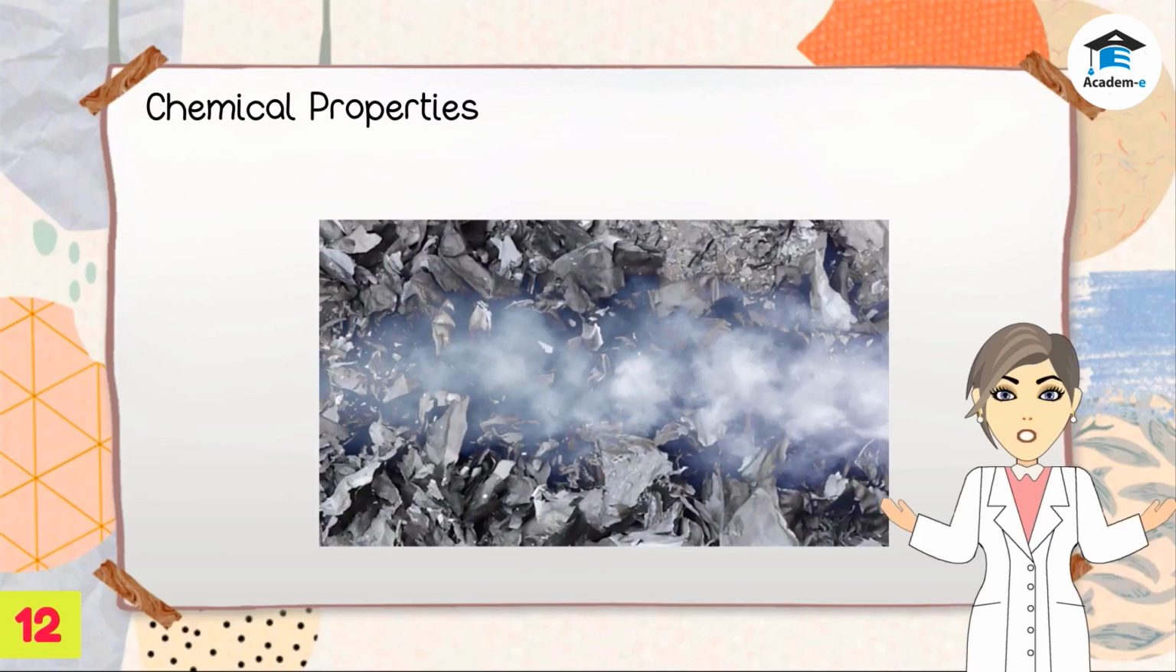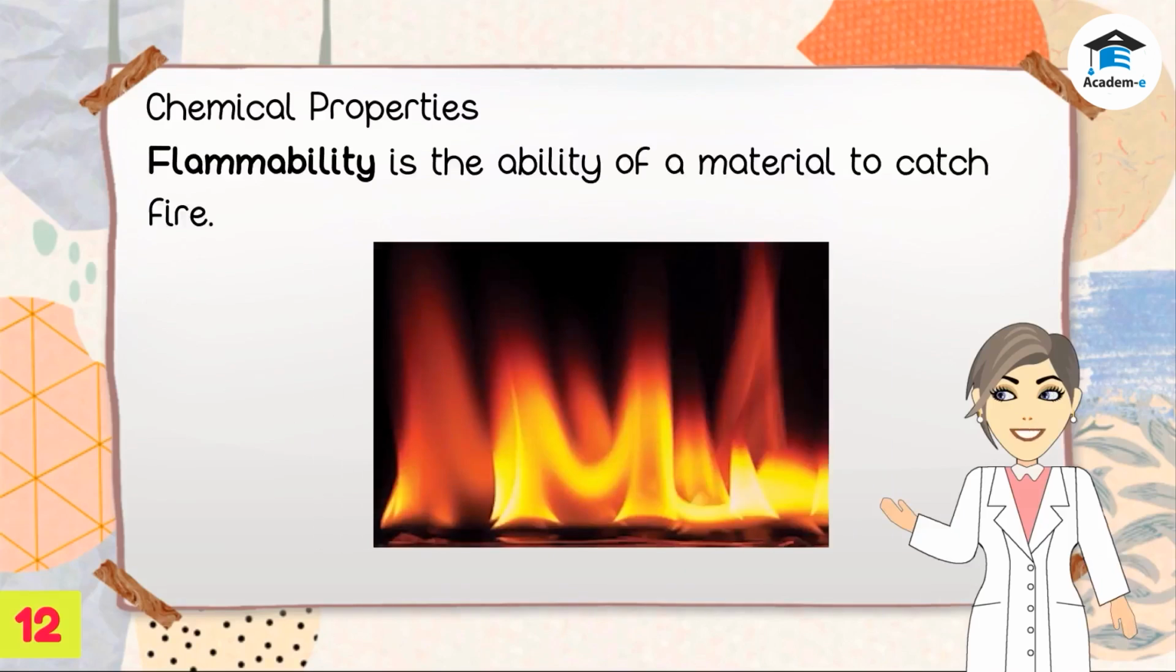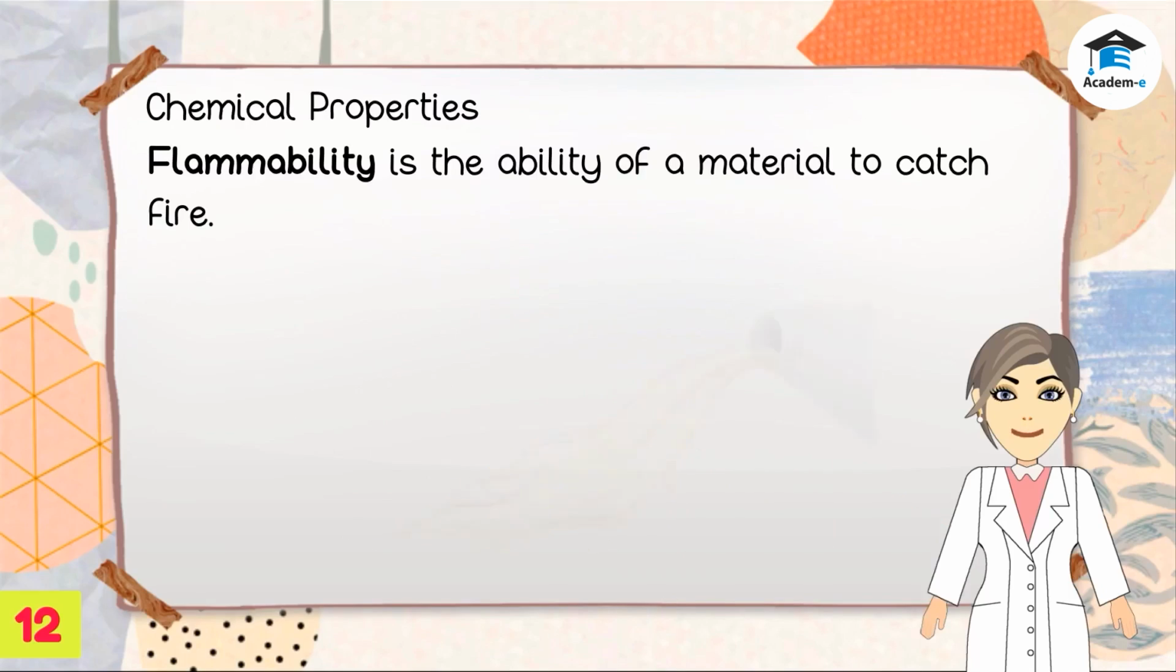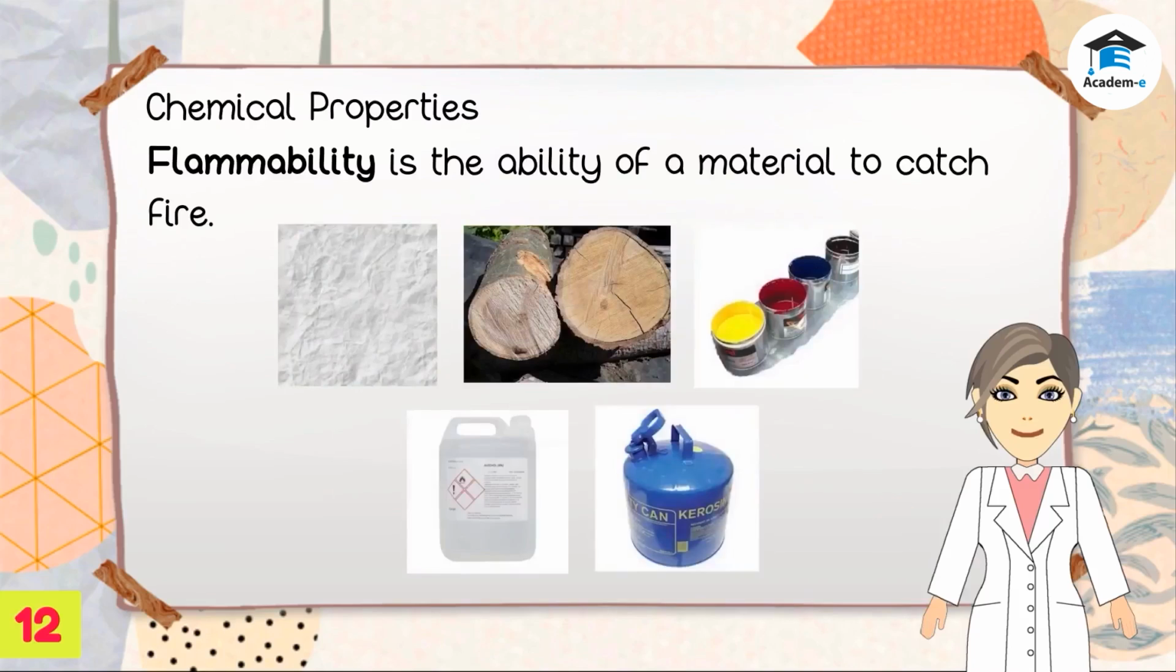This property is known as flammability. Flammability is the ability of a material to catch fire. This is a chemical property because combustion is a chemical change. Gasoline, for instance, is highly flammable. When it burns, it changes to carbon dioxide and water, which have different properties from gasoline. Other flammable materials include paper, wood, paint, alcohol, and kerosene.